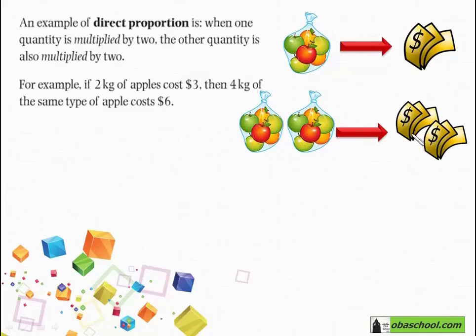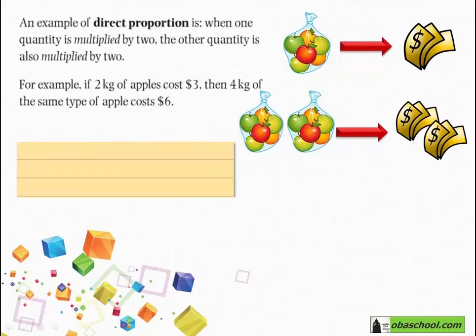We must observe that there are two factors moving together, which are the weight in kilograms and the price in dollars. If the weight increases, then the price will increase, and if the weight decreases, then the price will decrease as well. This type of relation is called direct proportion.